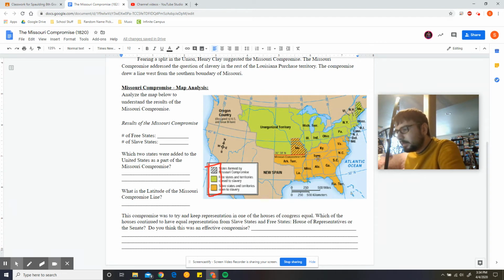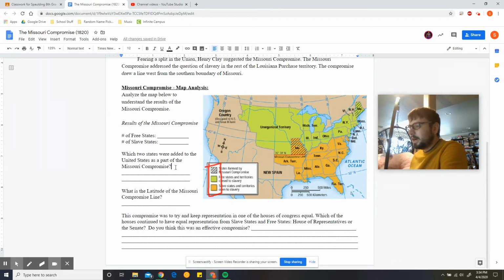Now, let's go ahead and read through our questions. So, figuring out the results of the Missouri Compromise. One, we have the number of free states and the number of slave states. What you're going to have to do is go through and count the number of free states and the number of slave states. Make sure you look closely, zoom in if need be, because there are some small ones over here. Make sure you get all of those. Do not count the territories. The Arkansas Territory, the Unorganized Territory, and the Michigan Territory do not count. We're asking for states, not territories. You can tell if it's a territory because it'll say territory next to it.